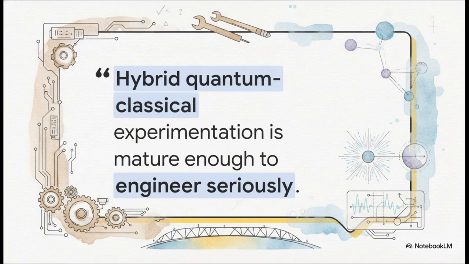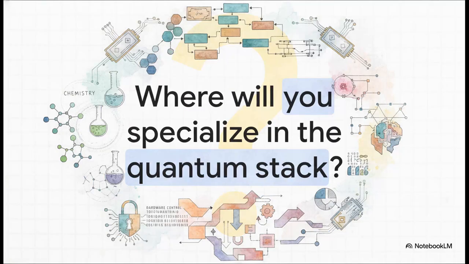I really want to leave you with this exact quote derived from our sources because it perfectly summarizes the state of the industry right now. Hybrid quantum classical experimentation is mature enough to engineer seriously, while broad production advantage remains application-specific and must be demonstrated carefully. The tools are highly mature, the SDKs are robust, and the compilers are brilliant. But broad quantum advantage is a specific, rigorous benchmark to be won. It's not just a magical, universal upgrade. So, here's the big question. As this quantum programming stack matures, where are you going to specialize? Chemistry, optimization, machine learning, cryptography, compiler engineering, or hardware control?